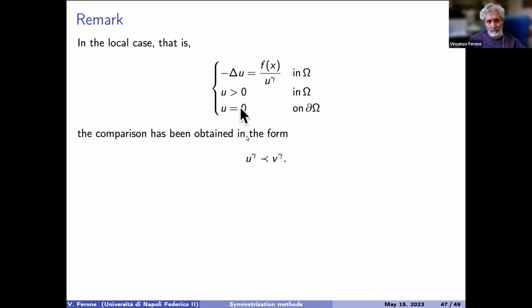In the local case, a similar result was obtained in the form u to the power gamma majorized by v to the power gamma. And when gamma is between 0 and 1, the result obtained in the local case is a little bit better than the result obtained in the case of the fractional Laplacian. But this can be understood because in the fractional Laplacian, the minimal comparison concerns u majorized by v. So it's not possible to go below 1.